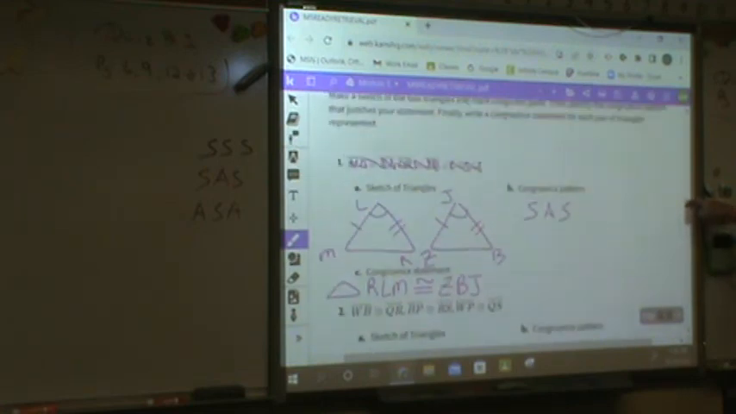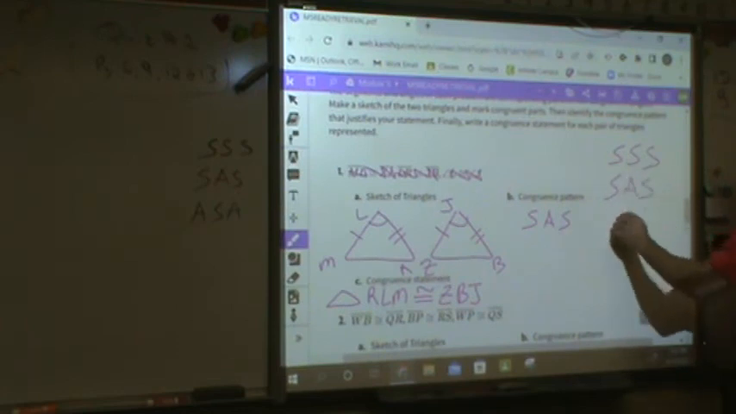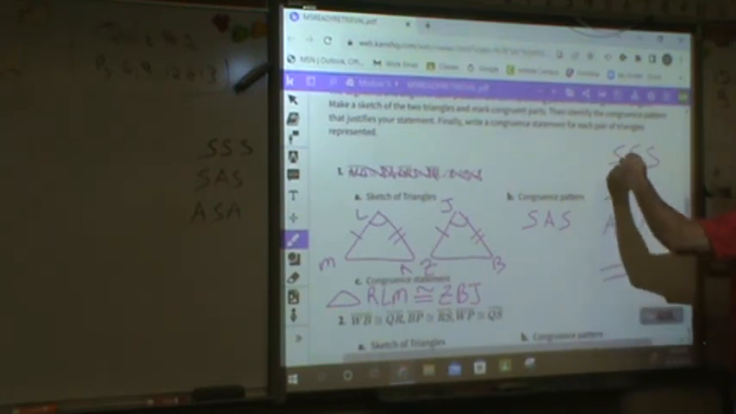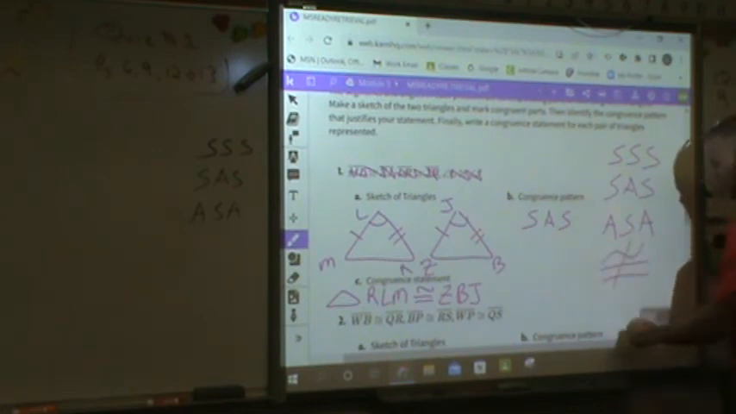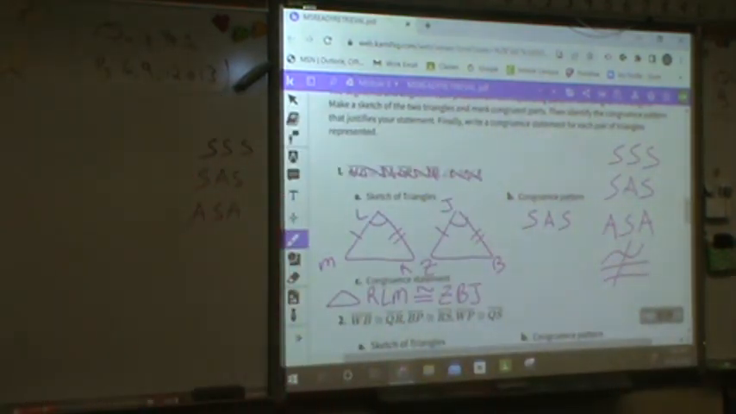Remember, if you can't come up with one of our statements, side, side, side, side, angle, side, or angle, side, angle, if you can't come up with one of those, right, they're not congruent. Okay, so if you can't make the statement, they're not congruent. There's a couple of examples of how to. It's a quick version. Make sure you read the directions in classroom and make sure you fill in the assignment as well. Make sure, if you have any questions at all, let me know.